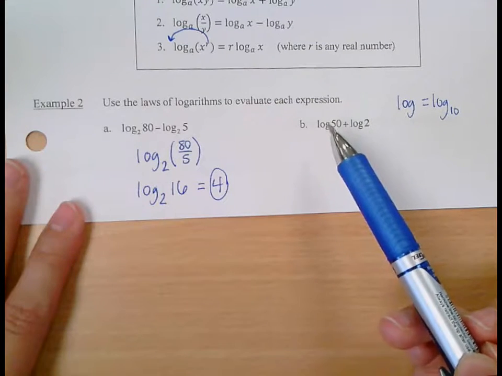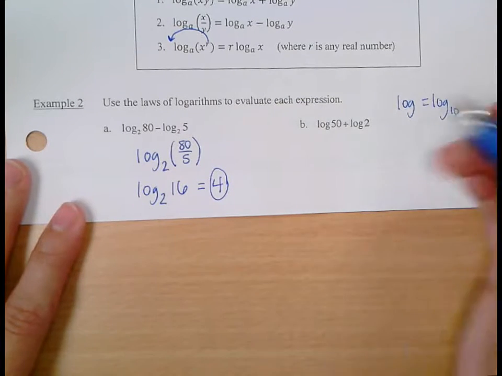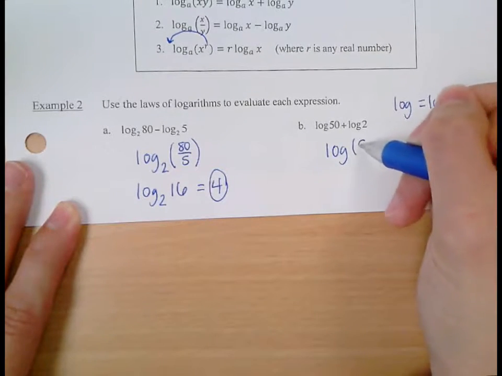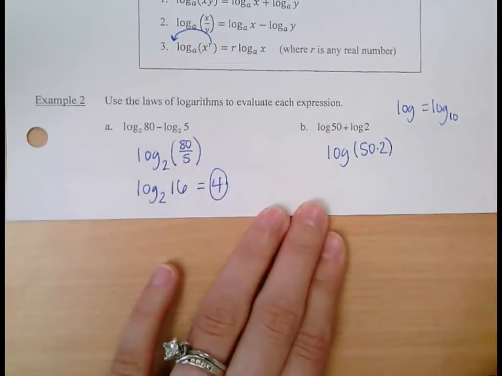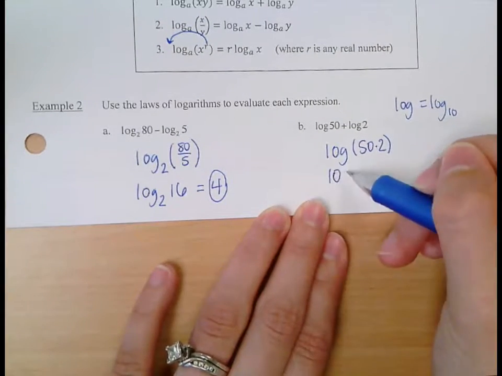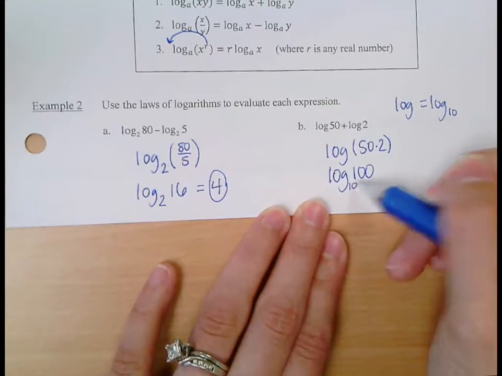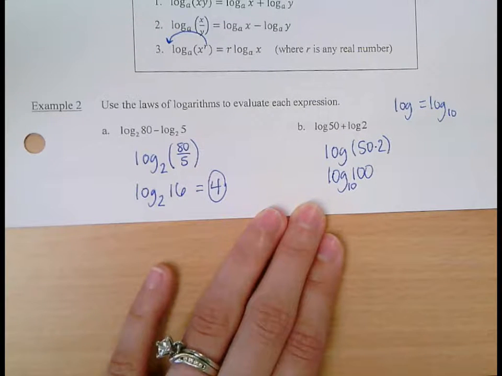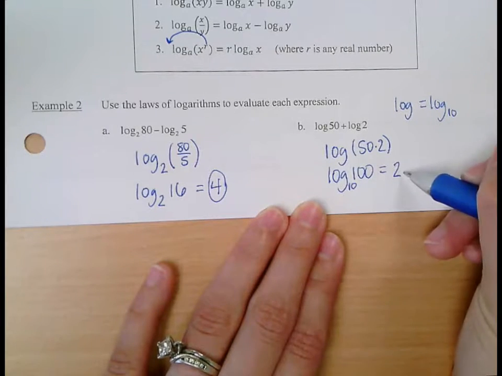So log base 10, or just log of 50 plus log of 2, how could we rewrite this using laws of logs? Yep, log of 50 times 2. And if you wanted to write base 10 in there, you can. So this would be log of 100, or log base 10 of 100, which is equal to what value? 2, because 10 squared is 100.